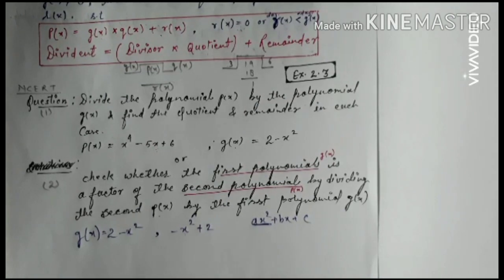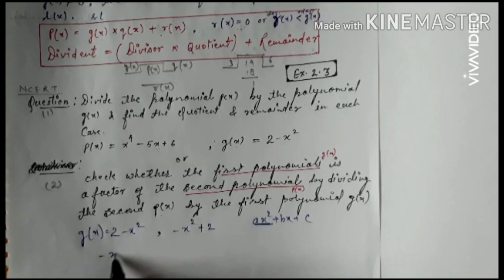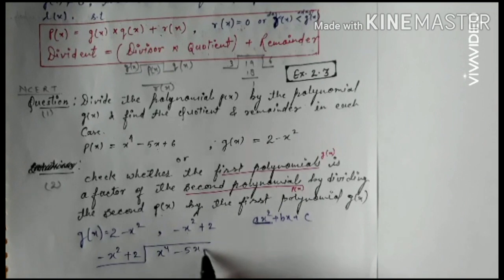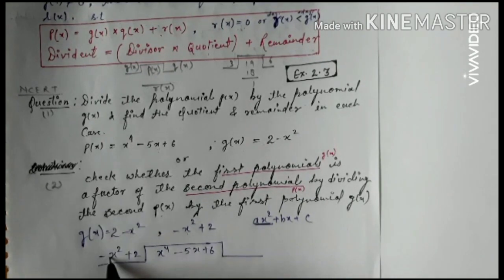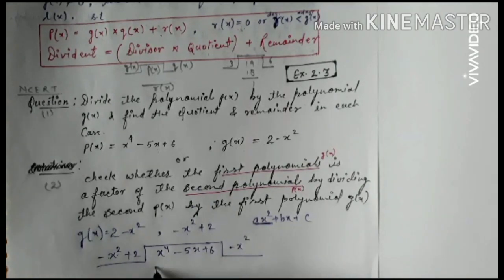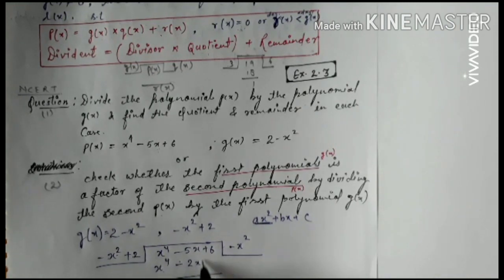Now the divisor is minus x square plus 2, and the dividend is x power 4 minus 5x square plus 6. It is x power 4, so we will take minus x square. Multiply: x power 4, minus x square, and with the second term, plus 2, minus x square into 2 gives minus 2x square. Sign change, these get cancelled out. Now what is the remainder? It is 2x square with positive sign. It can't be divided further with this. So it is minus 5x and plus 6.